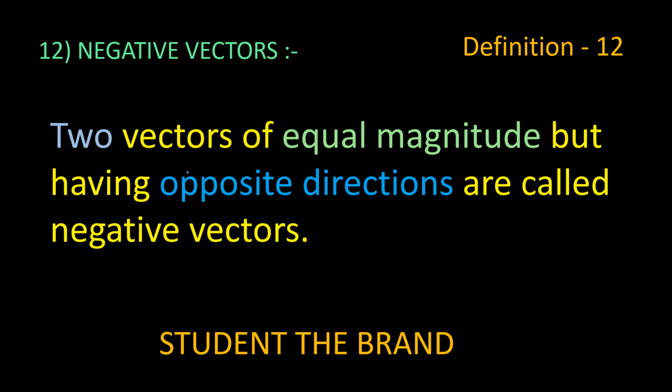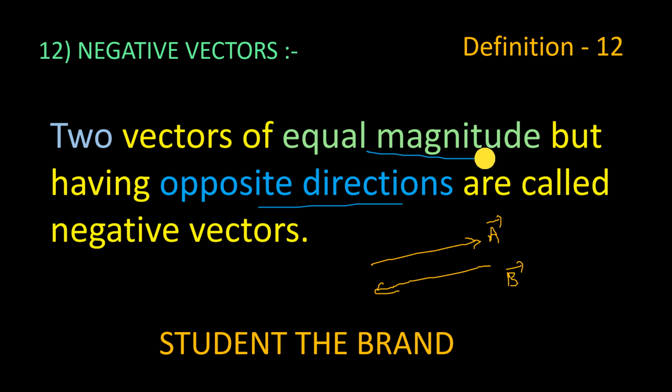Next, negative vectors. Negative vectors are two vectors of equal magnitude but having opposite direction. Suppose, for example, this is one vector A bar and another vector B bar. Both have equal magnitude, 5 and 5. If you take these as force vectors, 5 Newton and 5 Newton, equal magnitude but opposite in direction. One you take positive, another one you take minus.